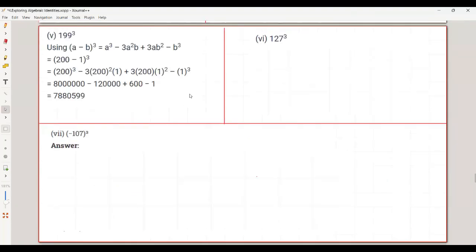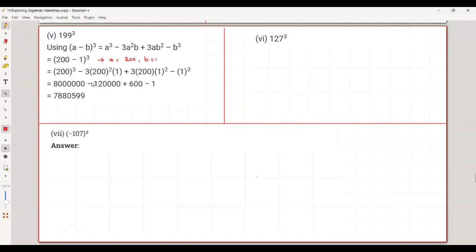Okay, fifth one. Okay, 199 the whole cube can be written as 200 minus 1 the whole cube. Compared to 100 plus 99 the whole cube, this will be easy, right? We can write as 200 minus 1 the whole cube. Here a value. Okay, a is equal to 200 and b is equal to 1. So replace the value a cube minus 3a square b plus 3ab square minus b cube. So 200 cube minus 3 into 200 square and multiply it. Here 1 square is 1, 1 cube is 1.